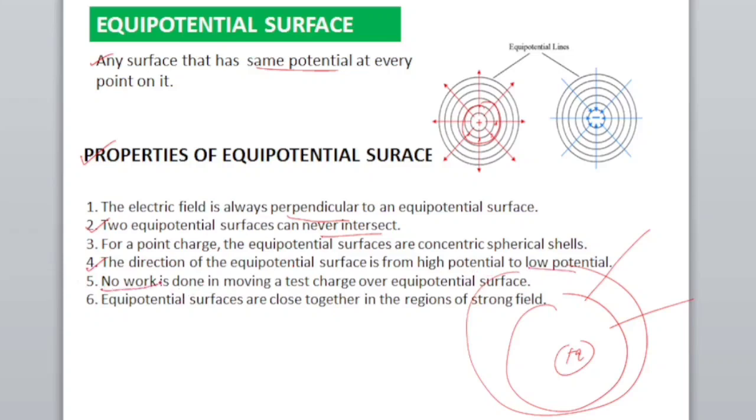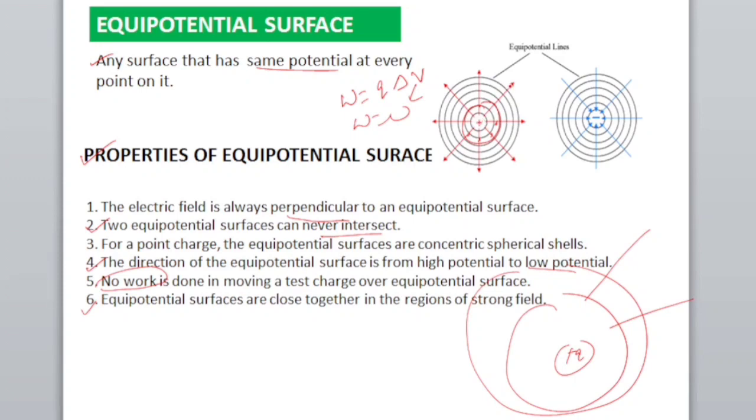No work is done in moving a test charge over an equipotential surface. If you want to move a test charge over an equipotential surface, no work is done. Why? Because at every point potential is the same. If potential is the same, then work done is Q into the potential difference delta V. If the potential difference is 0, because potential is the same, work done is also 0. Last property, equipotential surfaces are close together in the region of a strong electric field. You know, near the charge, the electric field is strong. So these equipotential surfaces are very close to each other.